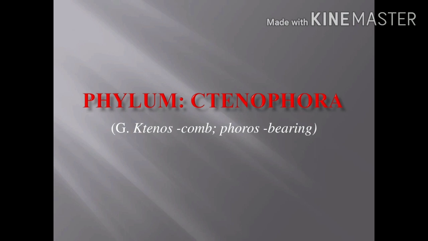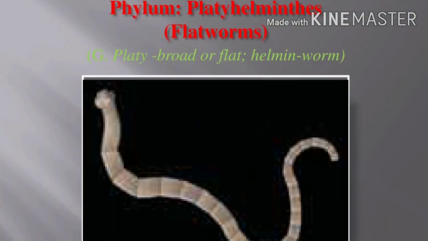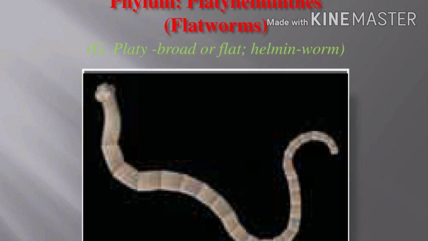It lacks stinging cells, but it possesses a special type of cells called lasso cells or colloblasts, which help in food capturing. It is monoecious, with extracellular and intracellular digestion. It has indirect development and the larval stage is the cydippid larva. What are the examples of phylum Ctenophora? Pleurobrachia and Ctenoplana. Can you understand? Okay.